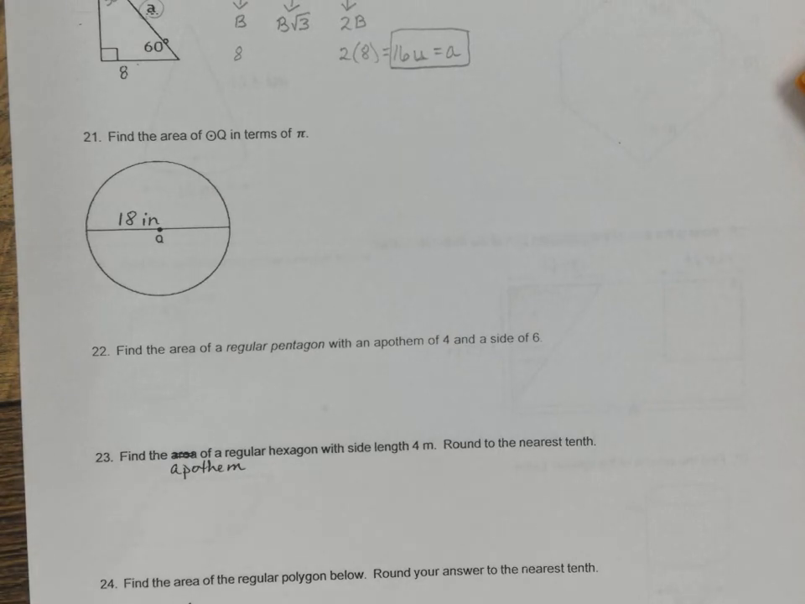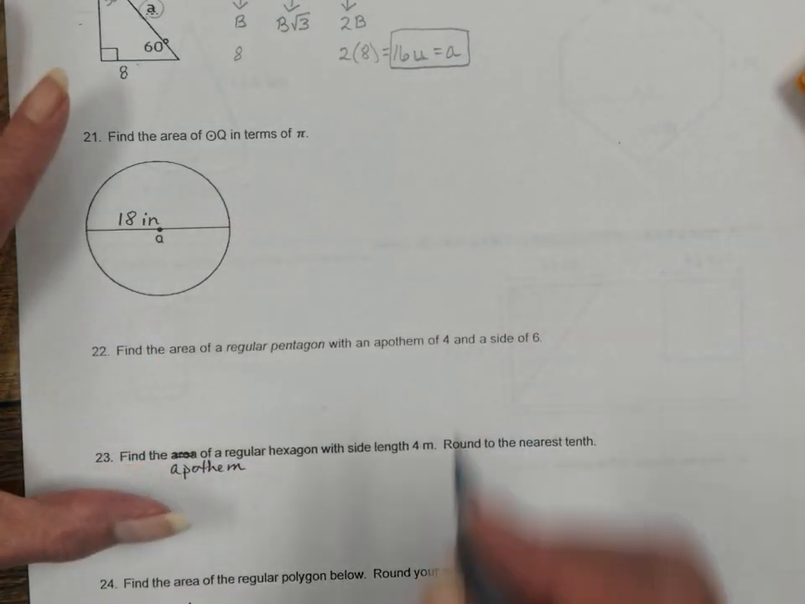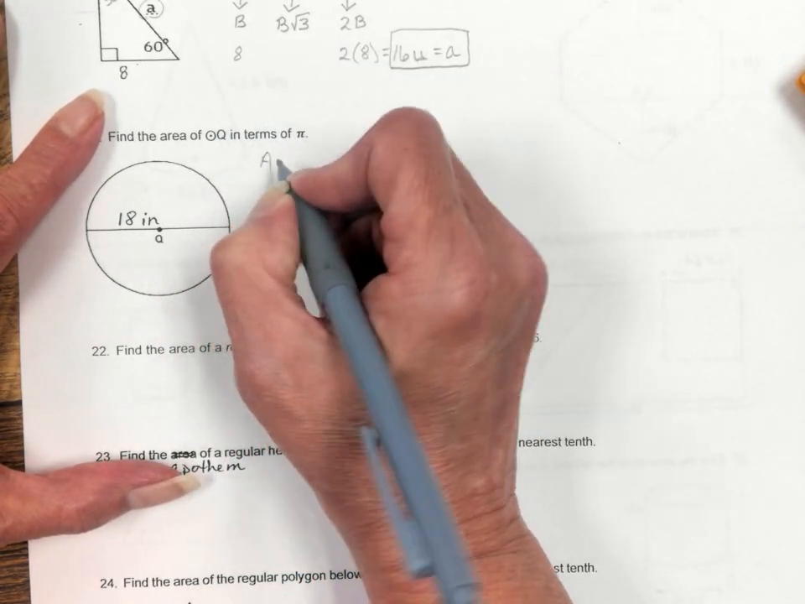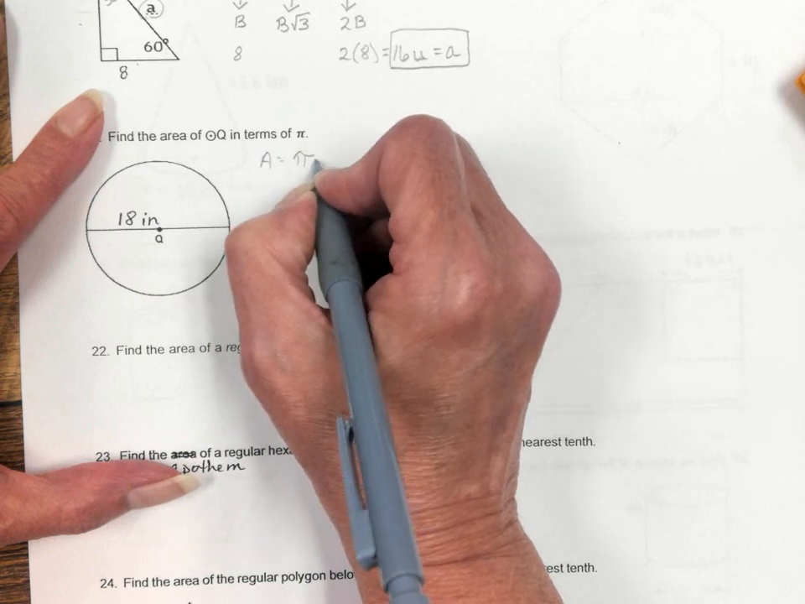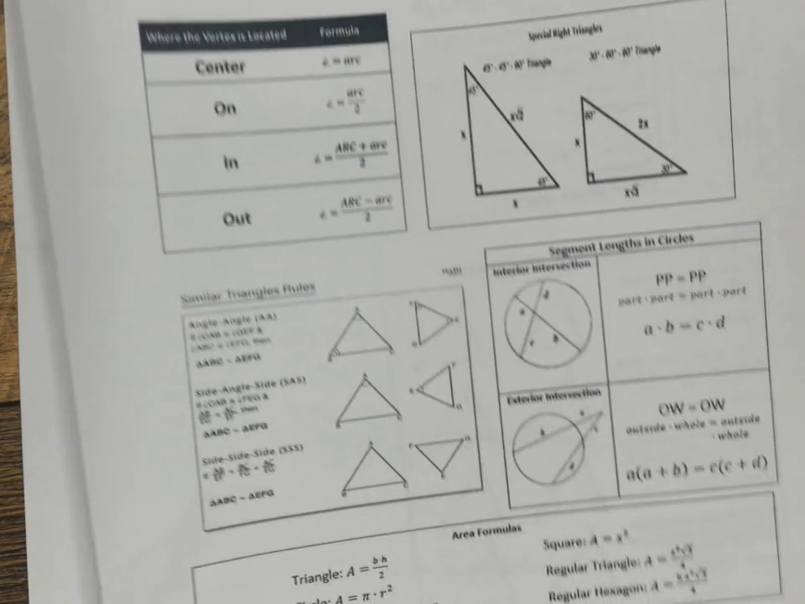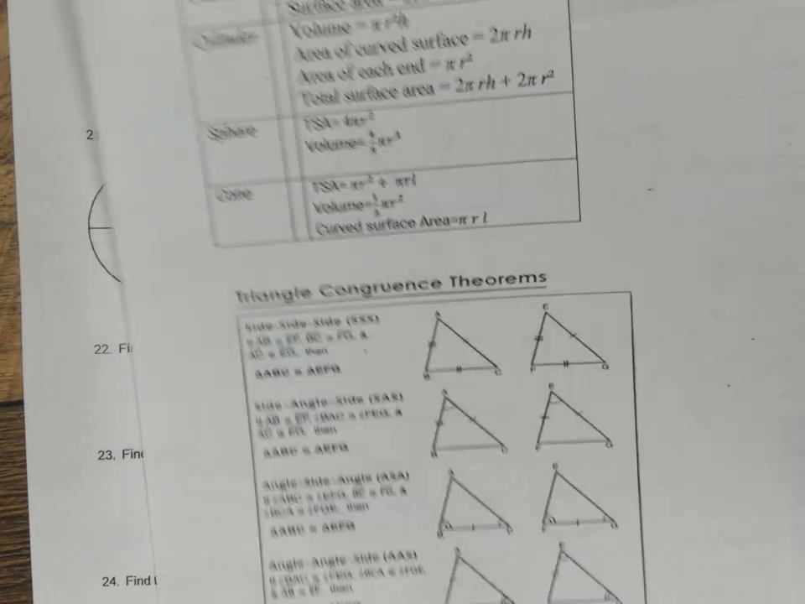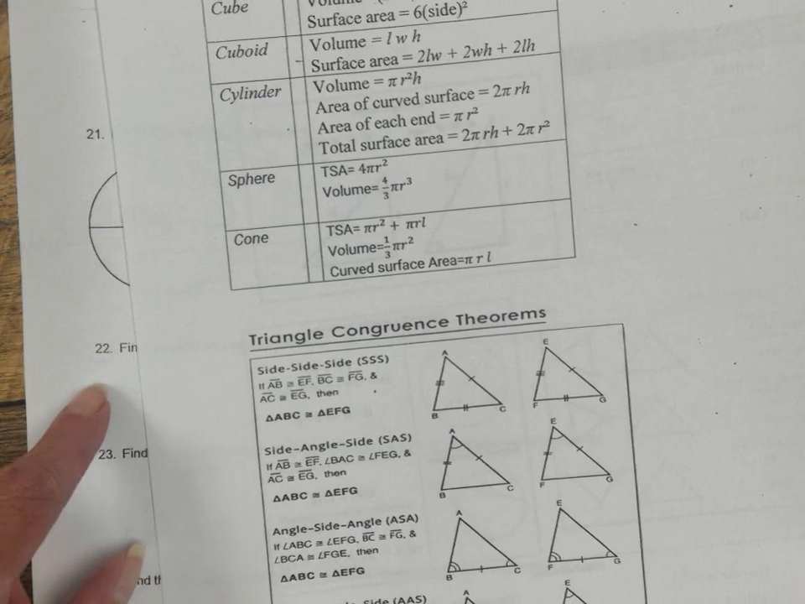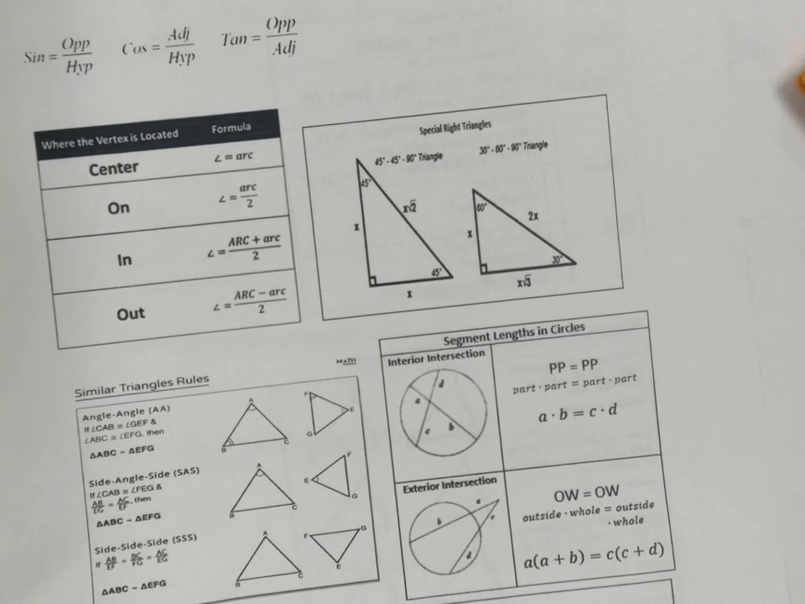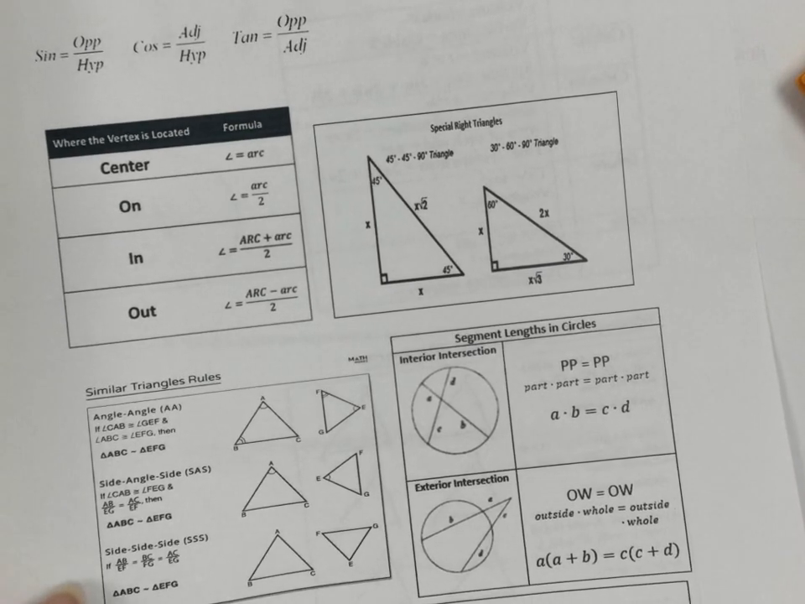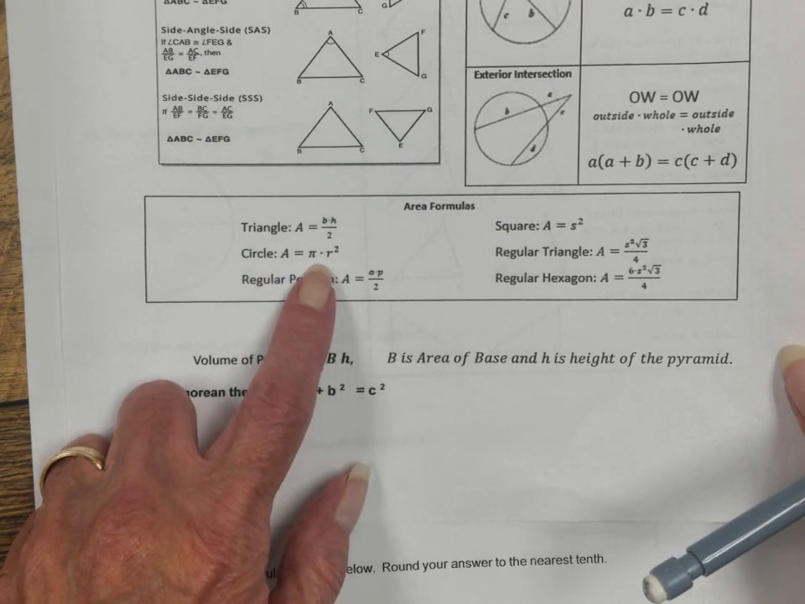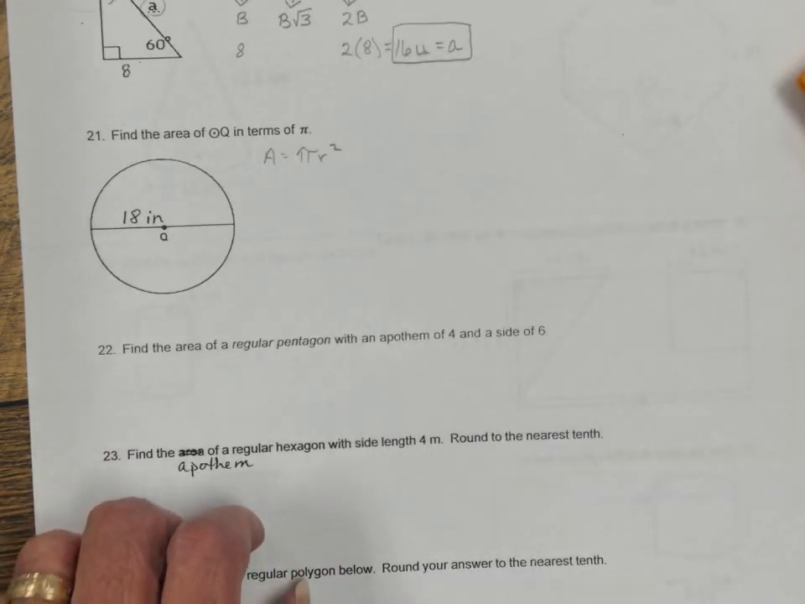21. Find the area of circle Q in terms of pi. So I'm not going to multiply out pi. The area equation is pi radius squared. And how did I know that? Well, I went to my formula chart and I found that. Where did I find it? Area, down here in circles, pi times radius squared.